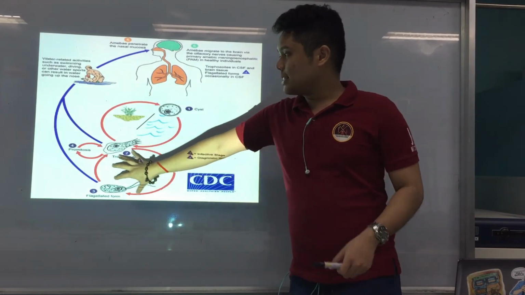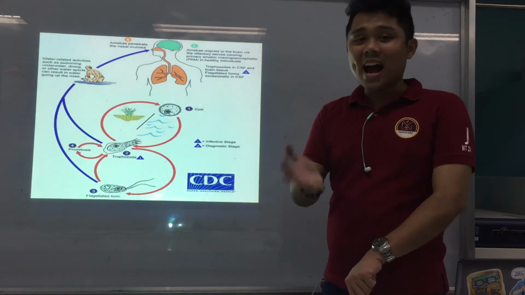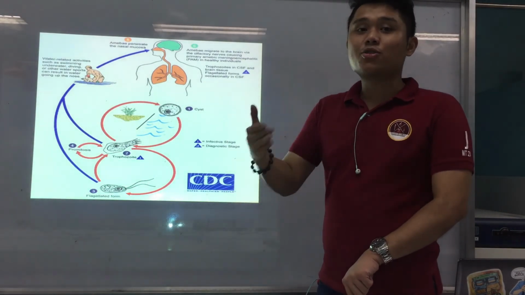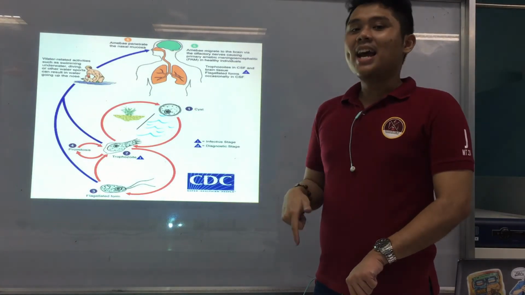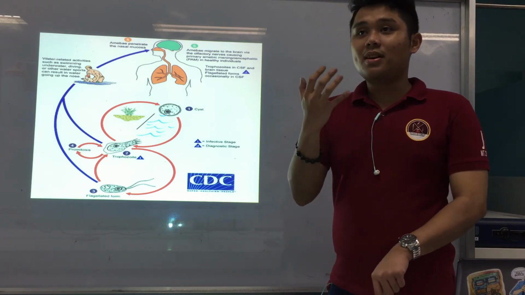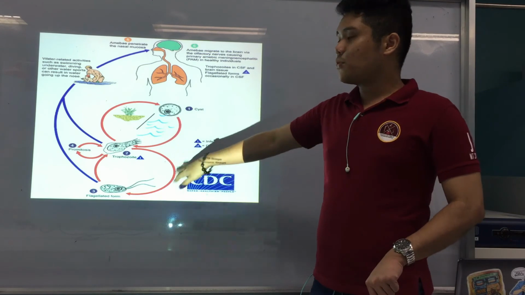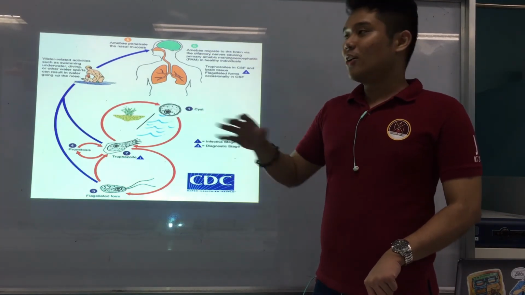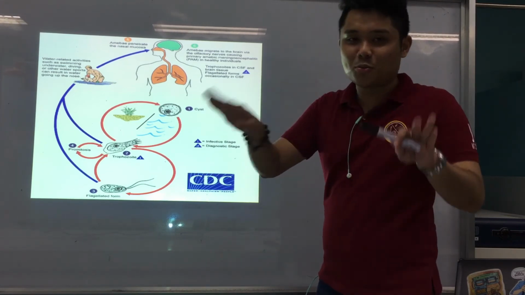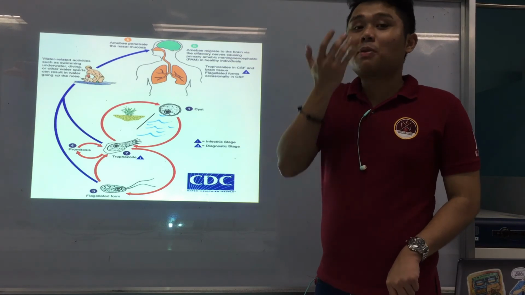Now, this one is what infects humans. So how? Through swimming, diving, snorkeling, any water activity that could introduce water into your nose, because that is the point of entry of your Naegleria fowleri, the trophozoite. Let's say the water contains trophozoite of Naegleria fowleri, and then you swim there, and you were able to aspirate water into your nose.